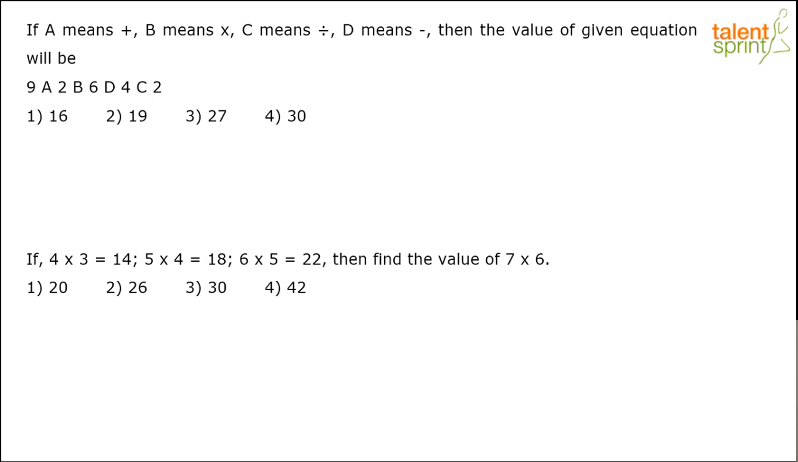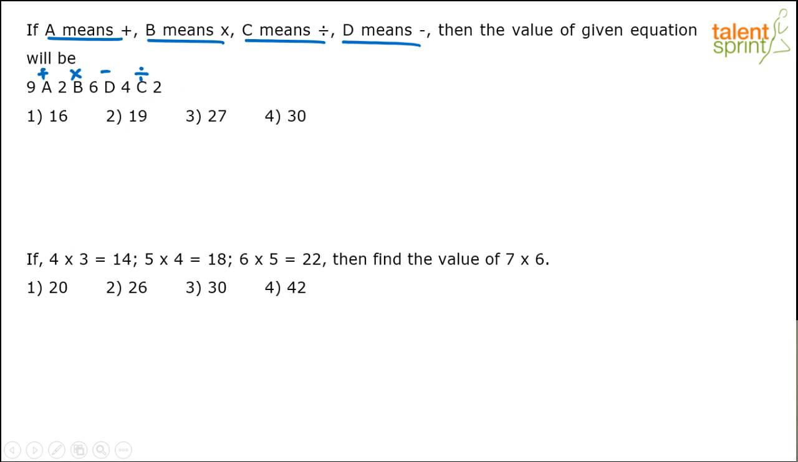Next set of questions here. A means plus, B means into, C means division, D means minus, then the value of the given equation. Just substitute. So A is plus, B is into, D is minus, and C is division. Now apply BODMAS rule, right? Don't be in a hurry, right? 9 plus 2, 11 into 6, 66, 66 minus 4, 62, 62 divided by 2, 31.